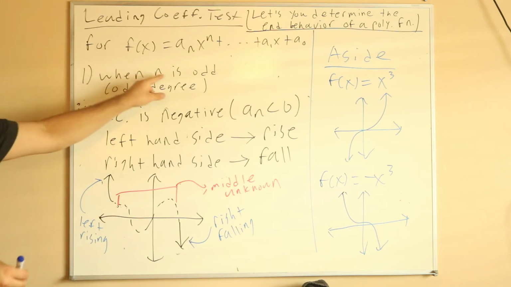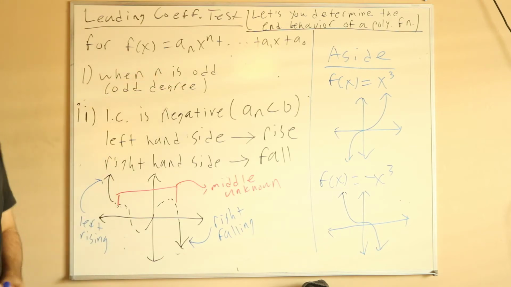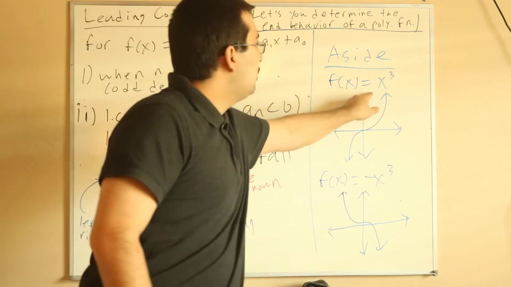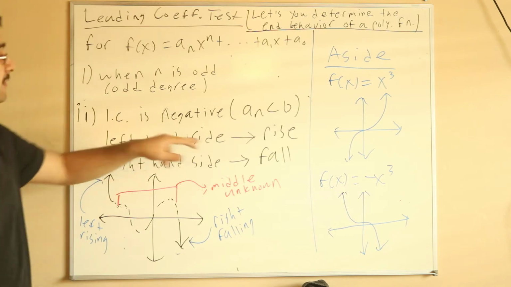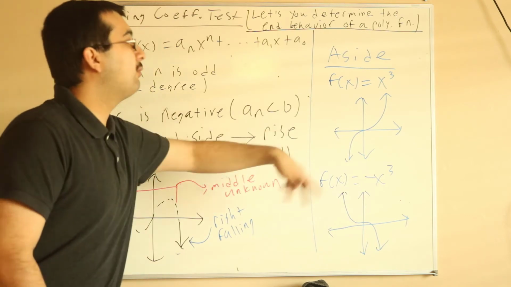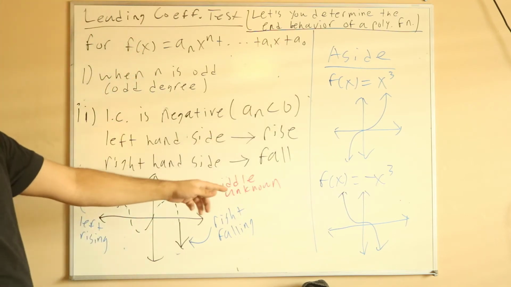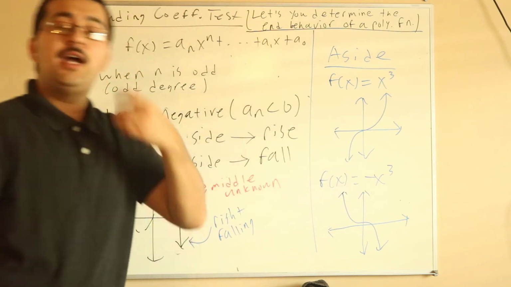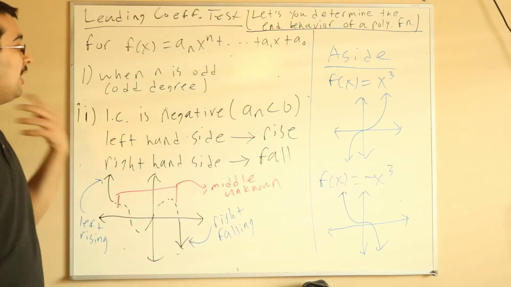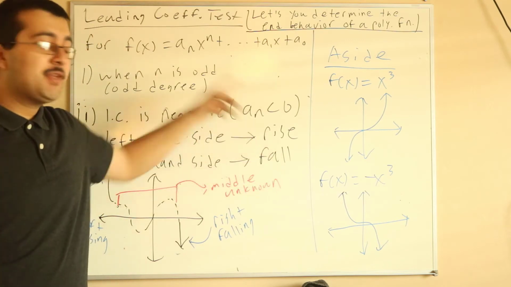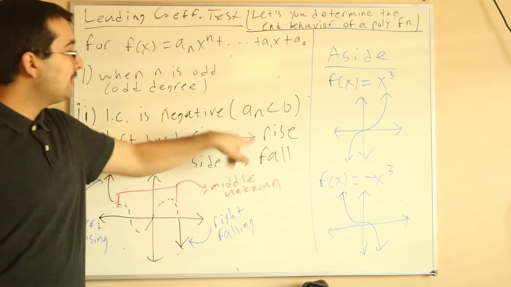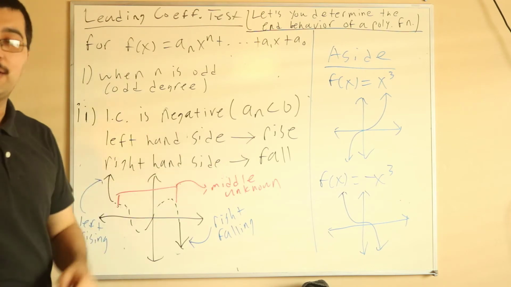X cubed is an odd degree polynomial because 3 is odd, and the leading coefficient, which here is 1, is greater than 0, so we are seeing the exact behavior we expect. Our left is falling and our right is rising. And then for the bottom one, when we multiply by a negative 1, again we have an odd degree polynomial, but this time our leading coefficient is negative 1, which is less than 0, and it indeed is rising on the left-hand side and falling on the right-hand side.